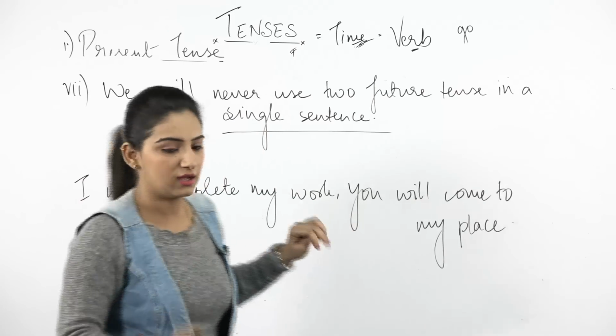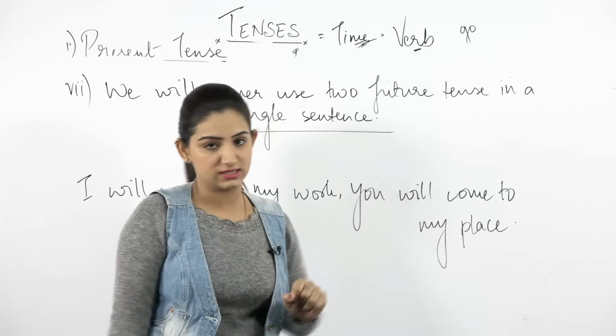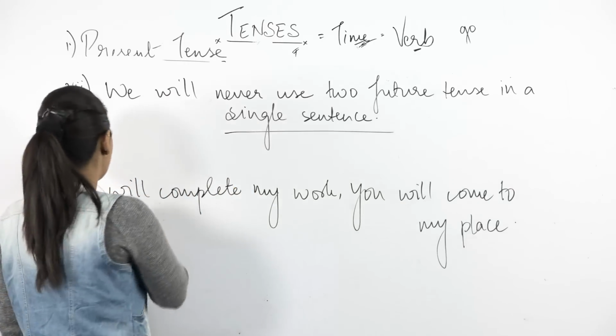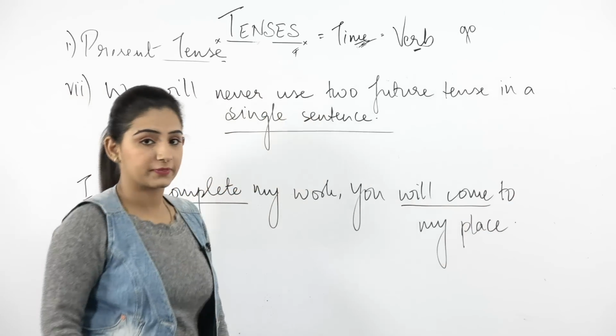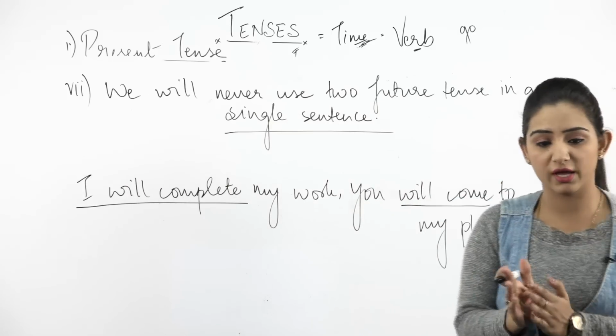That is correct. अब बताओ, I will complete my work. You will come to my place. Now this is one single sentence. ये एक sentence है और हमने क्या किया है? Will complete भी दे दिया, will come भी दे दिया. Right? So will this sentence be correct? क्या ये sentence correct हो गया?